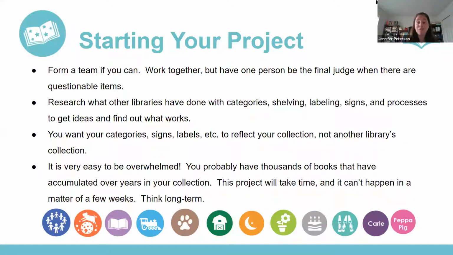We had a team, and that's my first bullet: definitely form a team if you can. I know some of you might be just yourself at a school library or a smaller library. But if you have more than one person who can help, it's really helpful, especially when you've got questionable items and you don't quite know which category to put a book in. If you are in a team, make sure you have one person who can be the final judge, because not everyone is going to agree on where a book should be placed.